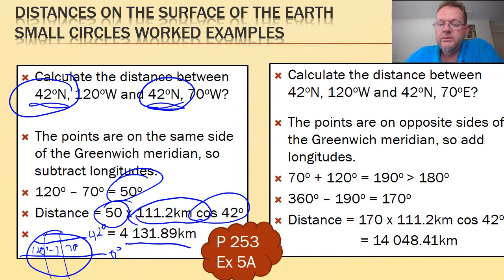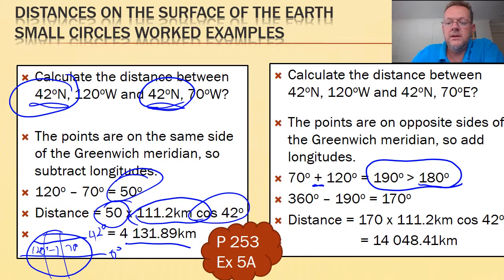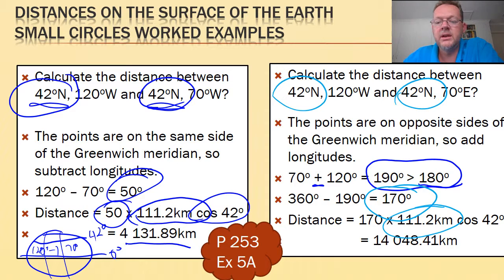When we cross the Greenwich meridian, we will be adding together, and just make sure that when you add them together, the angular distance is going to be less than 180, otherwise you just go the other direction around the Earth. So likewise again, it's the angular distance, in this case it was 170 degrees, multiplied by 111.2 kilometers per degree multiplied by the cosine of the angle of latitude that you're traveling. Now your work is page 253 and that's exercise 5A.